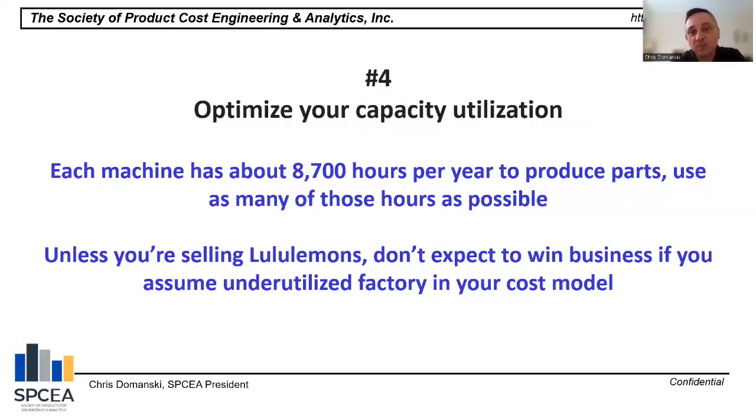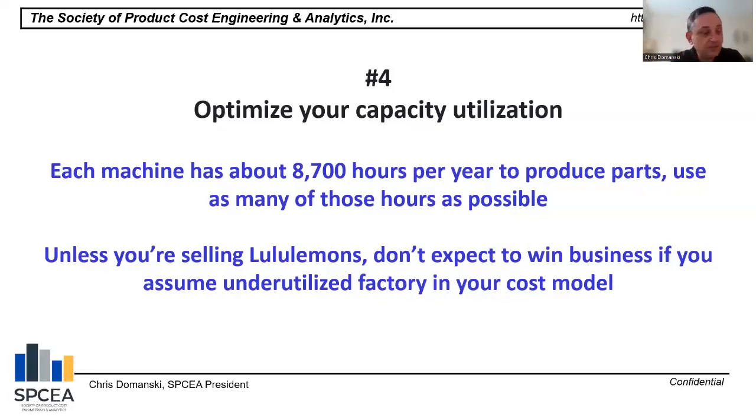Another important one, and this might be the most important one, is optimizing your capacity utilization. In my mind, you must optimize your capacity utilization, number one, okay? Each machine that you have has about 8,700 hours per year to produce parts, okay? This is running 24/7, every day, all year round. Obviously, that's most of the time not possible, but you want to utilize as many hours as possible, because you develop a fixed cost structure of the building, the people, the management team, the machines. You want to make sure that the machines are all running so they can cover all those costs.